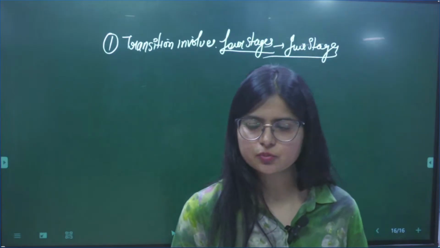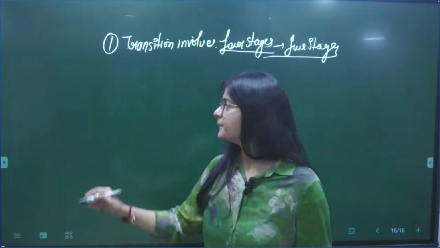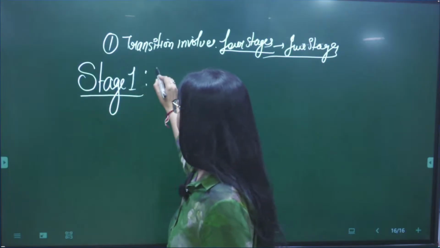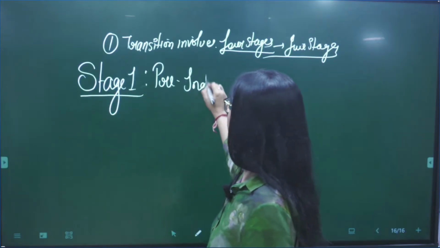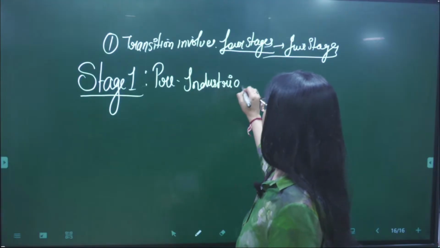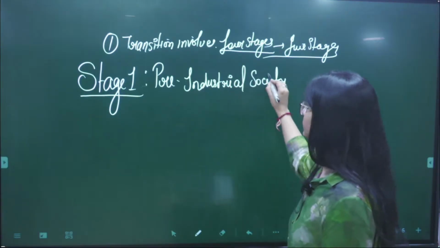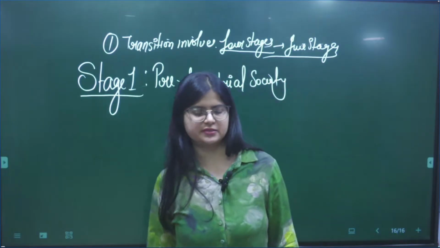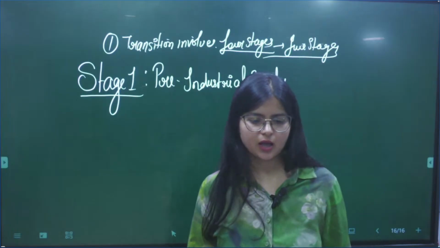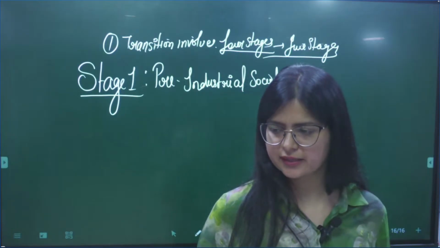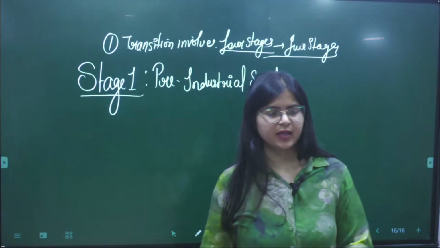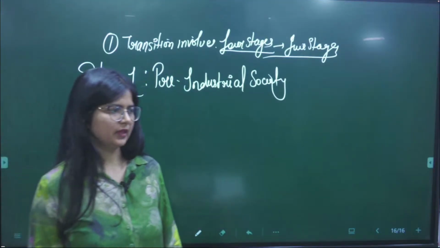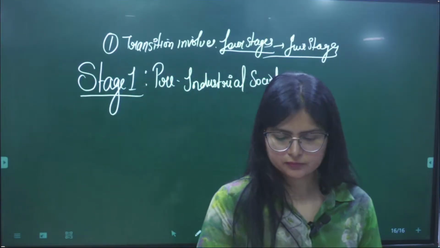First point, in stage 1, pre-industrial society, death rates and birth rates are high and roughly in balance.